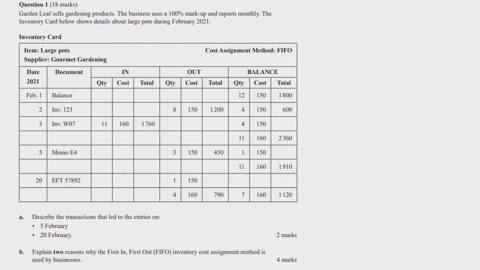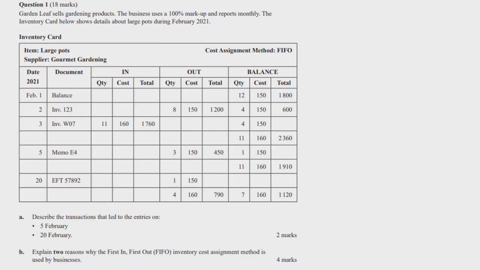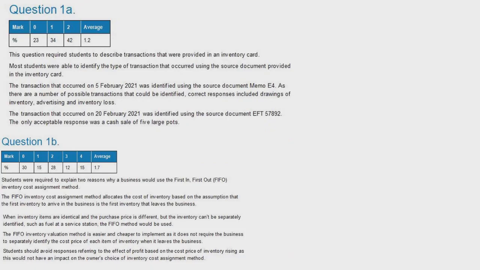And don't forget to define what FIFO is. Show us an understanding of what FIFO is in order to get those 4 marks. So let's look at the answers. What did the state get for this particular question? Well, for the first question, wow, nearly about 23% of the state got 0 marks for this. Okay, that's quite baffling.